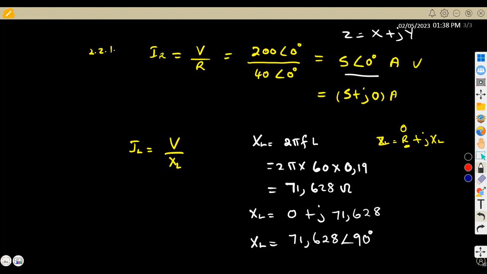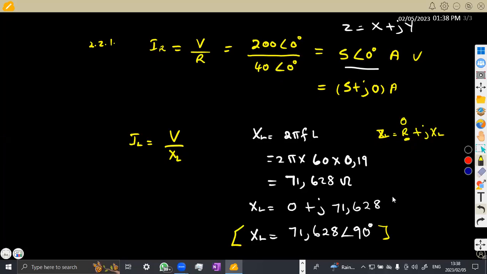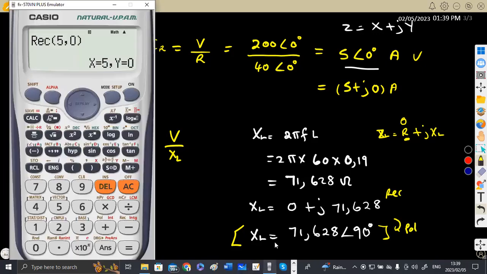Let's say you do not know, you've forgotten this part. You can use your calculator again to convert from rectangular form to polar form. So how do you convert to polar form? Just like what we did, but this time we want to convert to polar. So it's shift, polar, which is shift plus. There is Pol for polar form. You write the number as it is, 71, comma, 628.